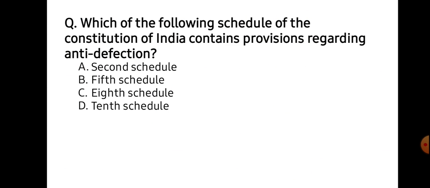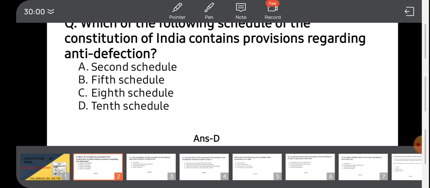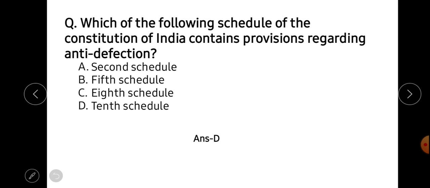The first question asks: which of the following schedules of the Constitution of India contains provisions regarding anti-defection? The correct answer will be option D, that means the 10th schedule. Now make out one thing, that here option A was the second schedule. So what is the second schedule? The second schedule basically contains all the provisions related to the allowances and the privileges which are given to the governor, president, prime minister and the judges of the Supreme Court and the High Court.